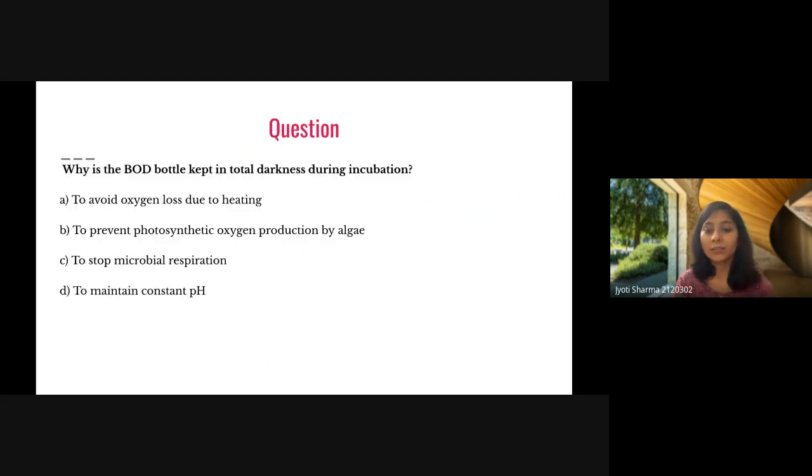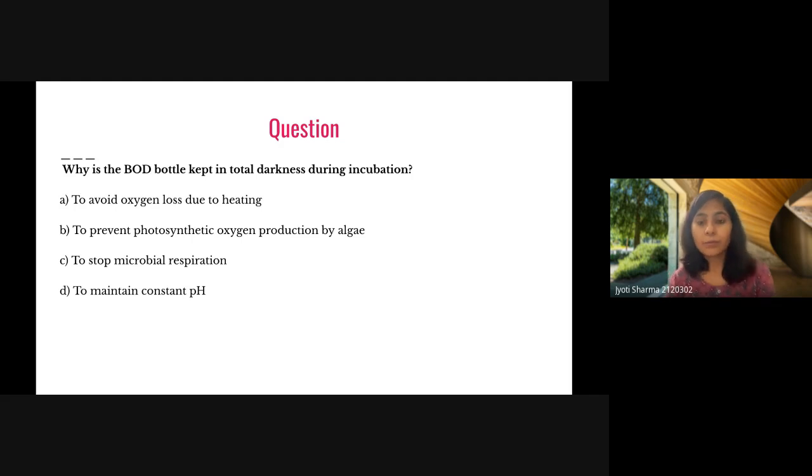Okay. The next question is very reasonable. Why is the BOD bottle kept in total darkness during incubation? To avoid oxygen loss due to heating, to prevent photosynthetic oxygen produced by algae, to stop microbial respiration, or to maintain constant pH. So Venkateshwara gave me the answer B, to prevent photosynthetic oxygen production by algae. Yes, this is the right answer.